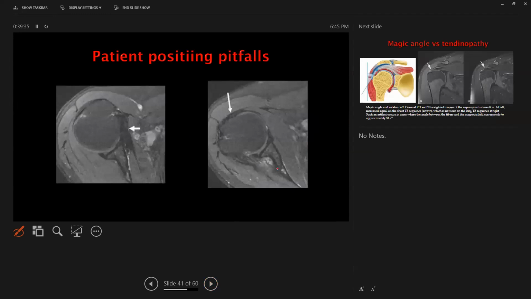Coming to the abnormalities of the tendons. On this image, you can see that the subscapularis looks very thick and abnormal. However, you can see that the patient's hand is internally rotated, and this can be corrected. If you do it in a proper neutral position or external rotation in MRI, you can see that this tendon looks nice and thin and normal. So positioning abnormalities should always be kept in mind. Sometimes they can look abnormal.